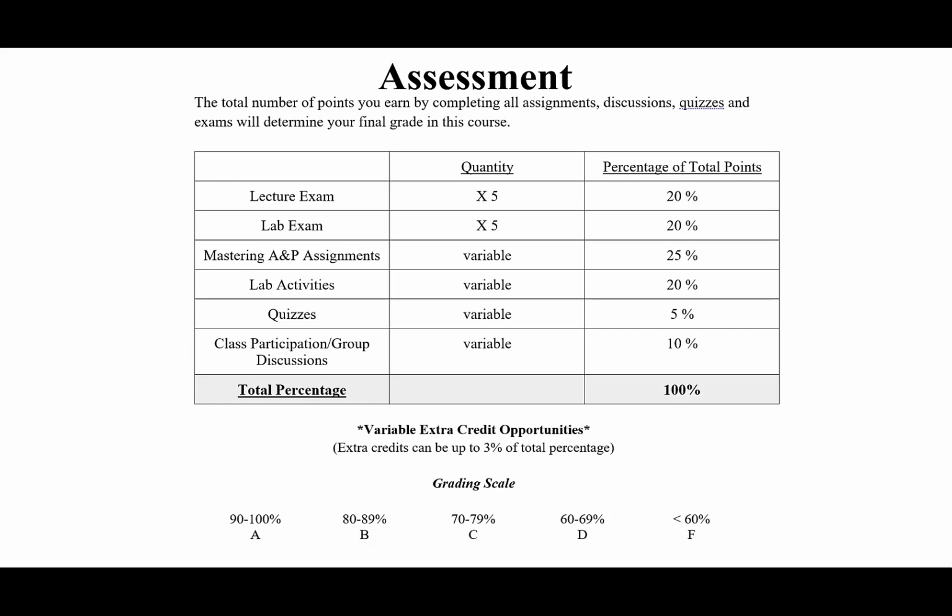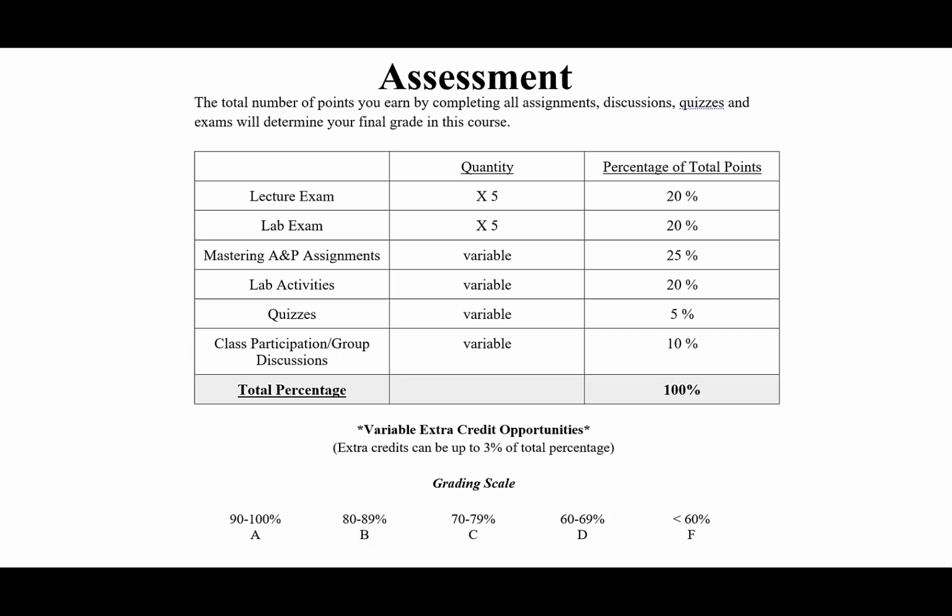Another component of the class is participation and group discussion. For every unit, you will have a discussion about this guy named Bob. He's a makeup character that I made for anatomy classes. A lot of things will happen to Bob, and your job as a group is to discuss what's going on with Bob's body.